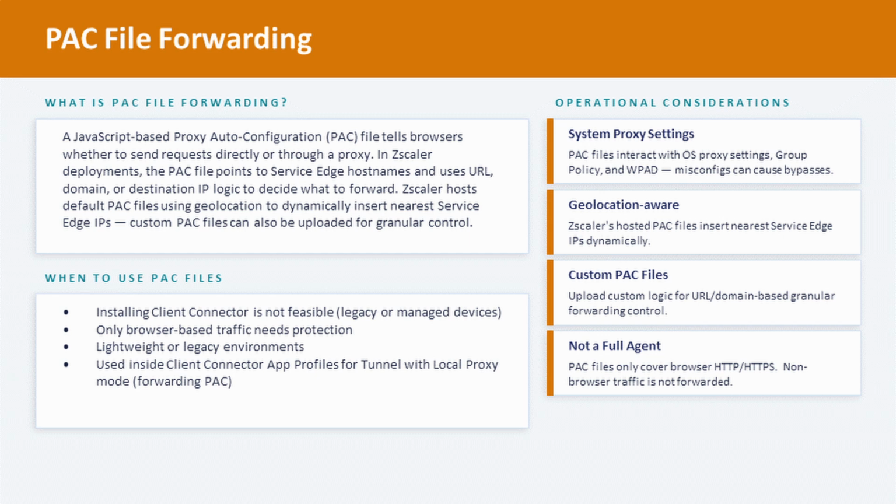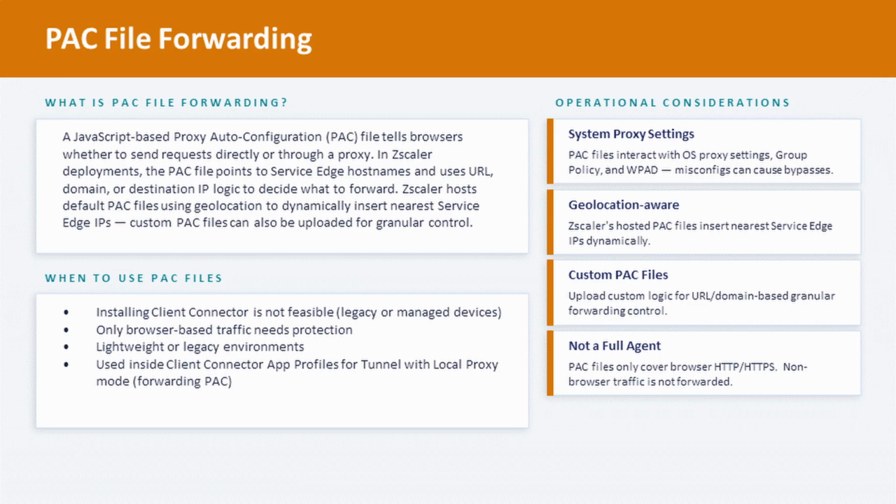Organizations can also upload custom PAC files with more granular logic. You can create rules based on specific URL patterns, specific domains, or destination IPs. For example, you might exclude internal IP ranges from being proxied, or you might bypass Zscaler for certain legacy applications that are known to break through proxy.